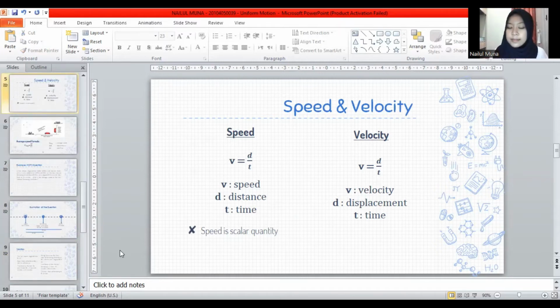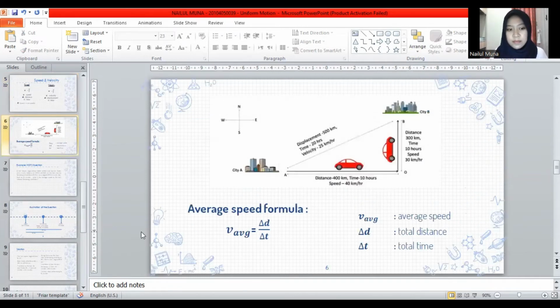Don't forget that speed is a scalar quantity. And there is an average speed formula. Average speed, or V average, equals to delta D divided by delta T. Delta D is the total distance, and delta T is the total time. From the illustration, we know that displacement and distance are different.